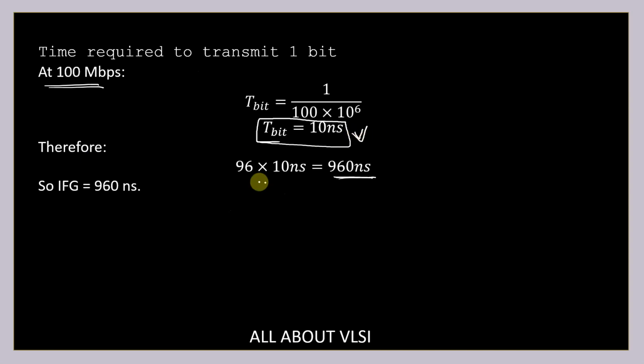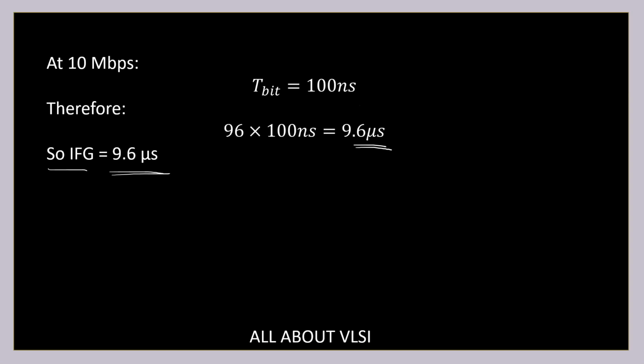Okay. And 96 into 10 nanoseconds is nothing but 960 nanoseconds, which means IFG is basically 960 nanoseconds over here. But over here, if we carefully observe, for 10 Mbps, the time required we are going to allocate is 100 nanoseconds, and 96 into 100 is nothing but 9.6 microseconds. In this 10 megabits per second, the IFG is basically 9.6 microseconds.